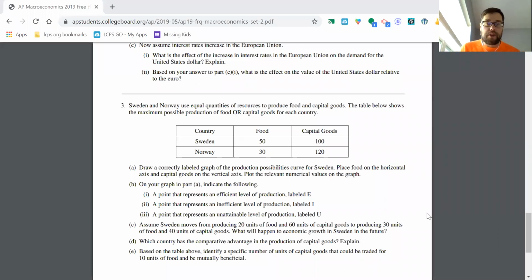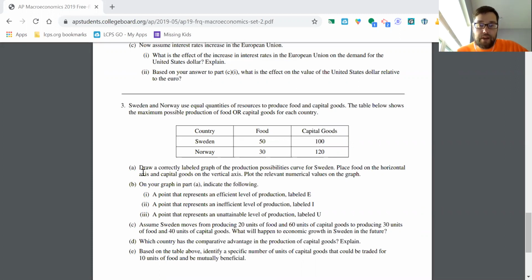Let's set it up. We've got two countries, Sweden and Norway, that use equal quantities of resources to produce food and capital goods. The table below shows the maximum possible production of food or capital goods for each country. So we have a PPC that we're setting up here, and you have the table there that tells you how much of each good each country produces. You see that right here.